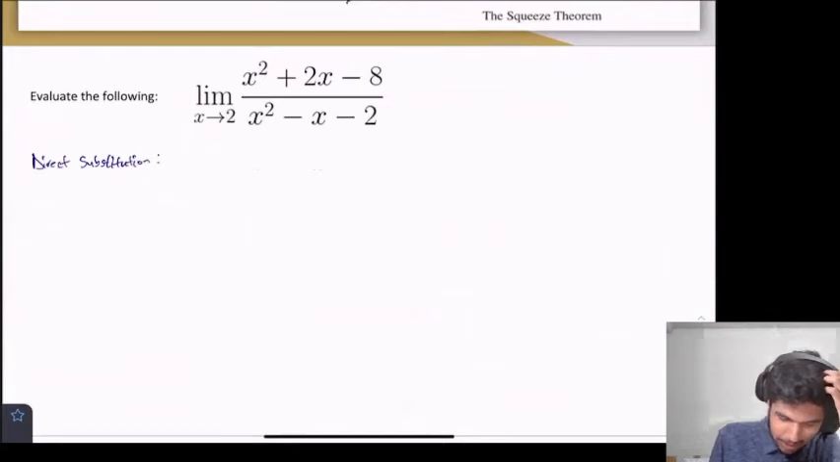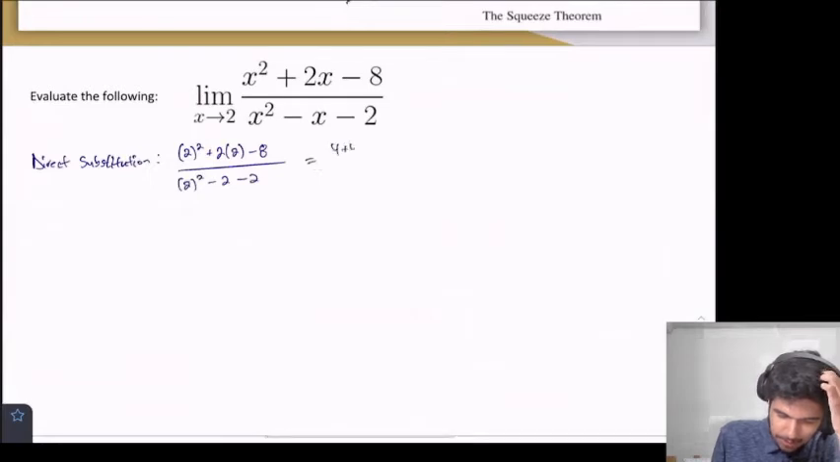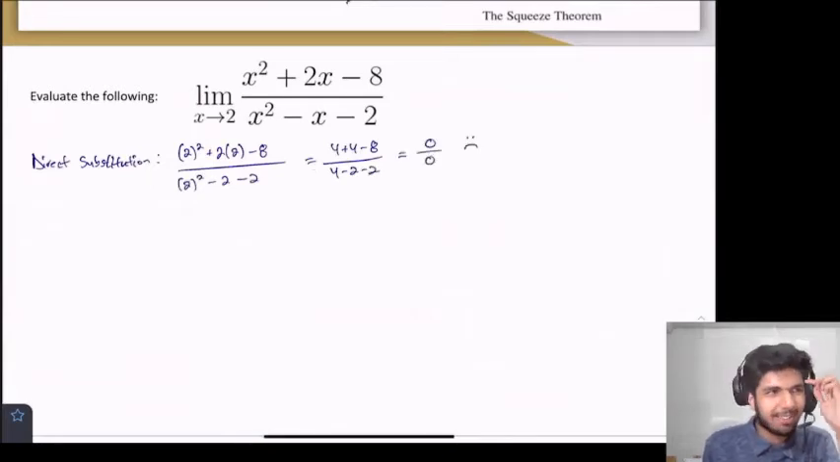So we can just plug in x equals 2, and we get this sort of thing, right? 2 squared minus 2 minus 2. So this is equal to 4 plus 4 minus 8 all over 4 minus 2 minus 2, which is equal to 0 over 0. So this is no good. We don't like seeing that. So now we can try something else.